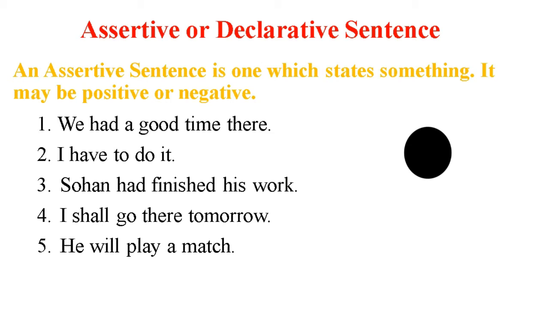All these sentences are assertive sentences because they are stating something. They are simple statements. And all these sentences end with a full stop. So we can say that an assertive sentence always ends with a full stop. And it is a simple statement.